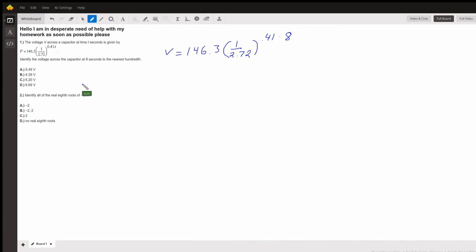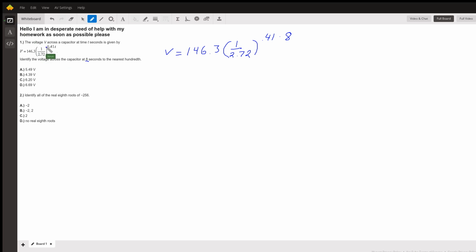Okay, to start with problem number 1. The voltage V across a capacitor at time t is given by this formula, where V equals 146.3 times 1 over 2.72 raised to the power of 0.41 times t. So our question is asking us, identify the voltage across the capacitor at 8 seconds, rounded to the nearest hundredth.